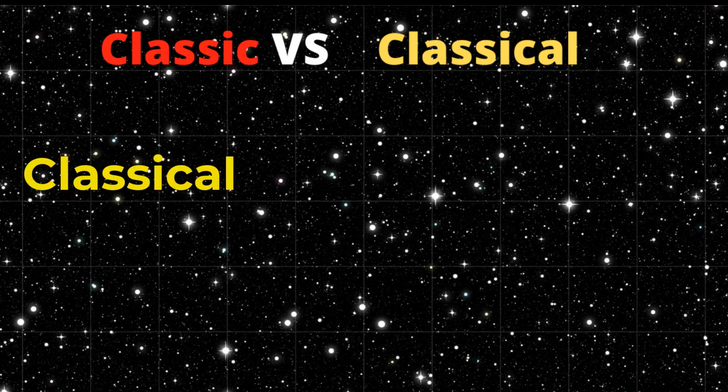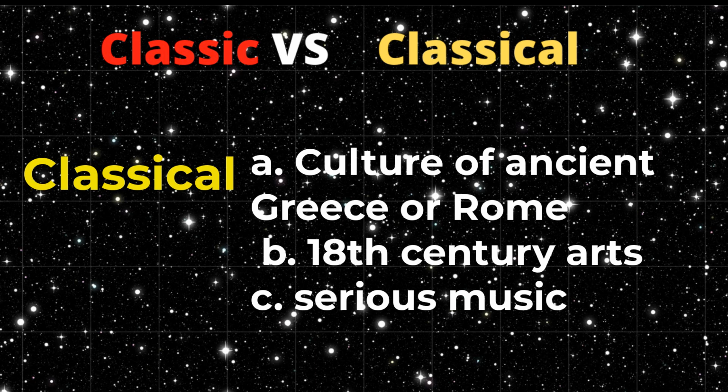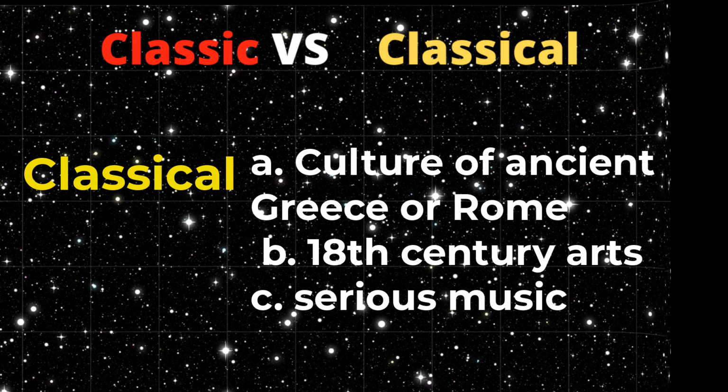Classical, on the other hand, refers to the culture of ancient Greece or Rome or European works of art in the 18th century, or serious music. You say, I don't like classical music. If you say, for example, I studied classical literature, it means the literature of the 18th century.